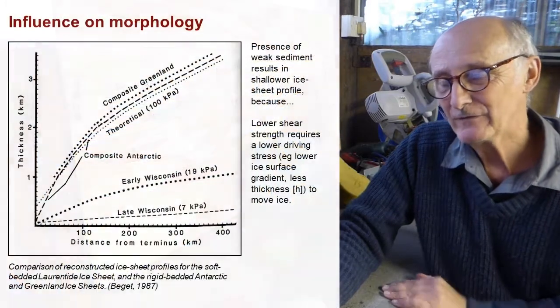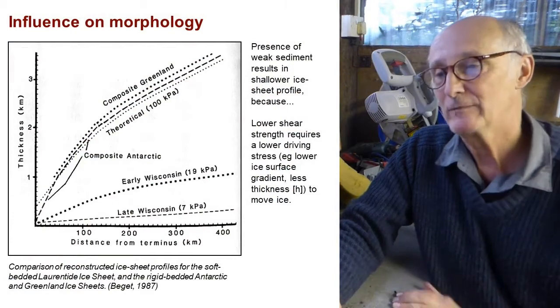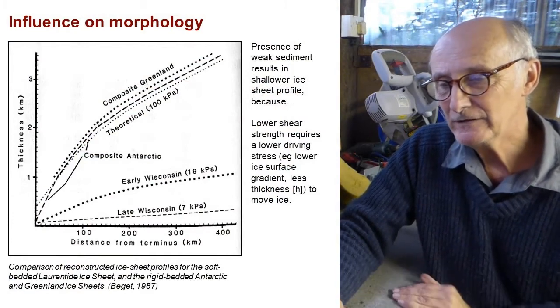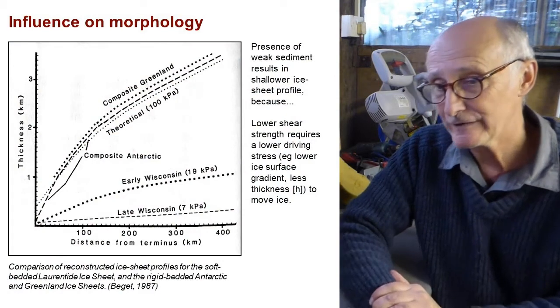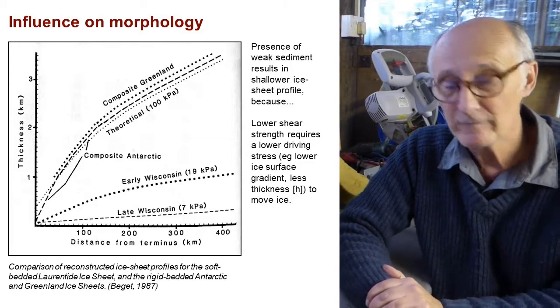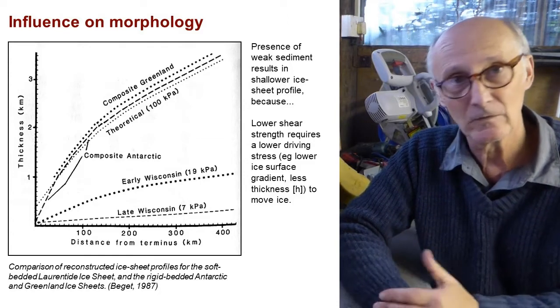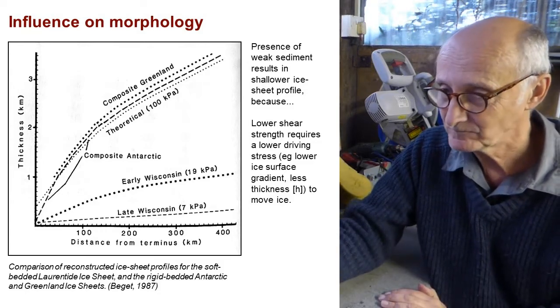So we've been talking about the driving factors, the driving forces, the driving stress, and we've also been talking about the controlling or the resisting factors. What I want to do now is say a little bit about how these dynamic characteristics of glaciers, things to do with the movement of glaciers, relate to the shape or the profile or the morphology of an ice sheet or a glacier.